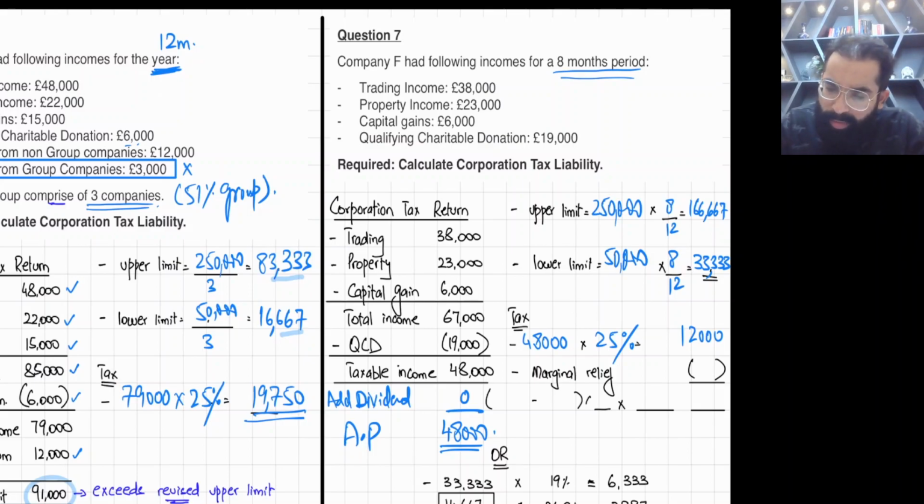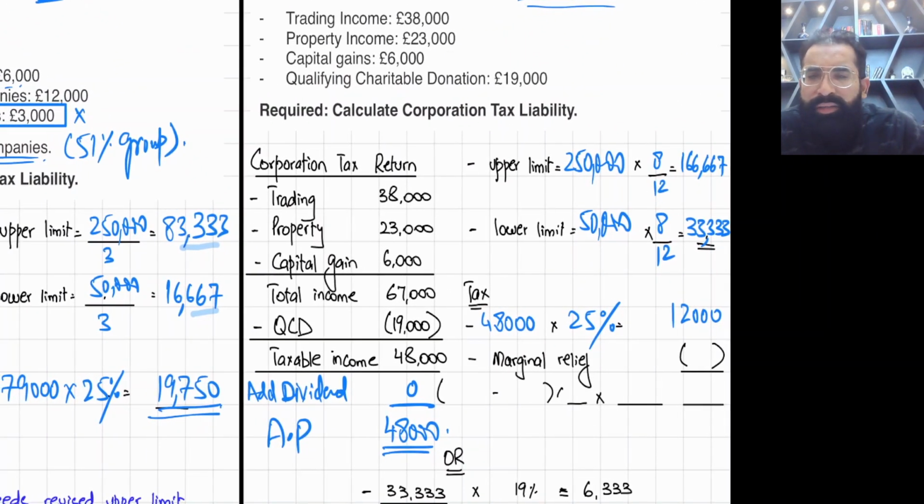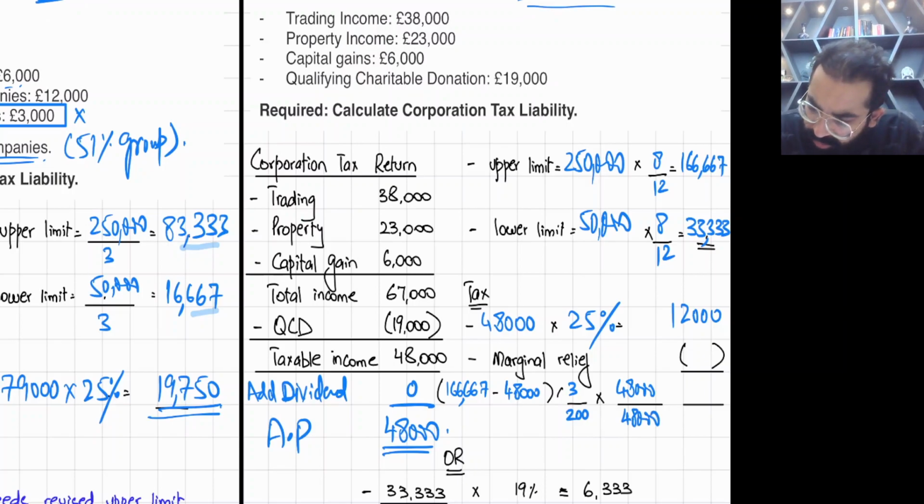Now let's apply marginal relief. You remember the formula for marginal relief: upper limit, the revised upper limit 166,667, minus augmented profit, which is 48,000, into 3 divided by 200, multiplied by taxable income divided by AP. In this question your taxable income and AP are the same, so 48,000 divided by 48,000 is 1, cancelled out. So this will be 1,980, and the final answer will be 10,020.